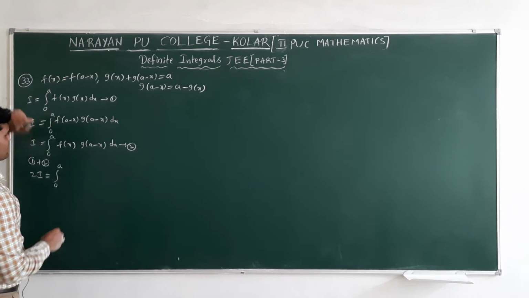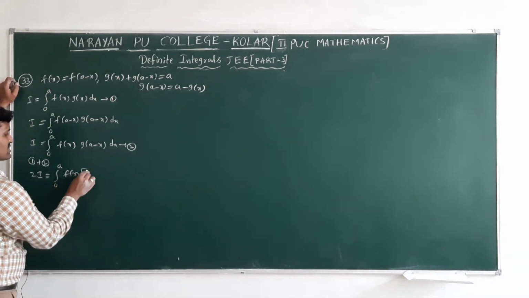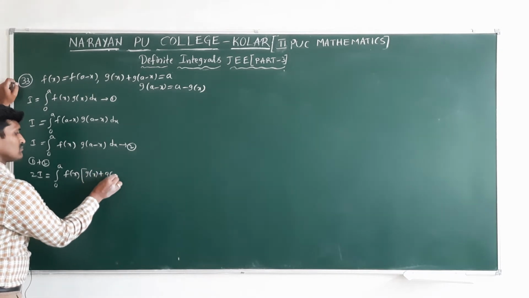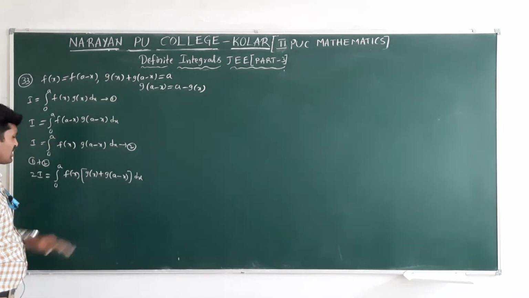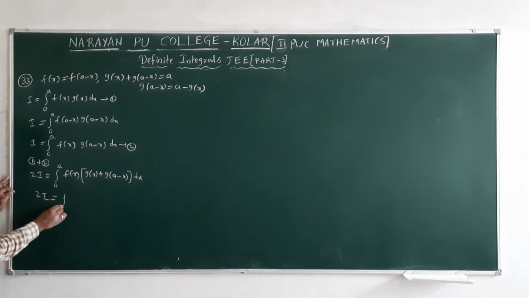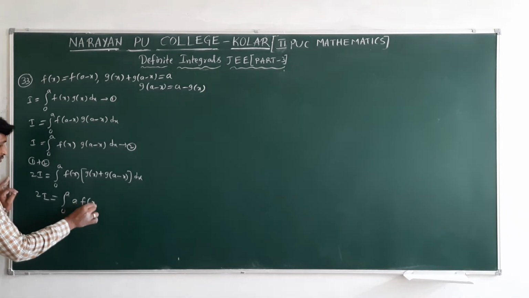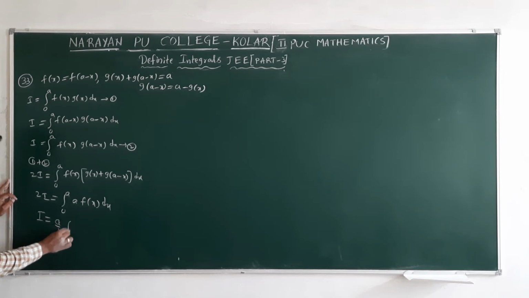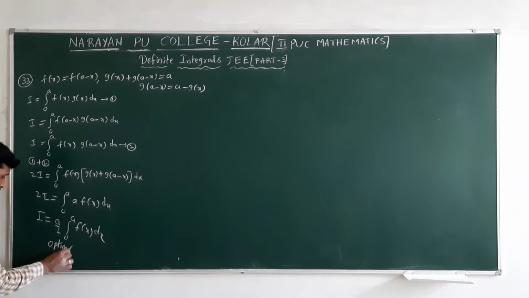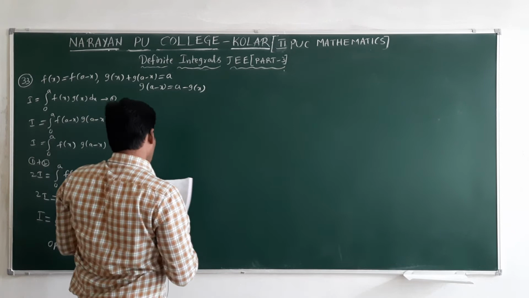What is the common term? f(x) is common. We are adding g(x) and g(a − x). The value of g(x) plus g(a − x) is clearly a. That is a times the integral from 0 to a of f(x) dx. Send that to that side, taking a common: I equals a/2 into the integral from 0 to a of f(x) dx. That is the value of this given term. That is option B, the correct one. Next, question number 34.